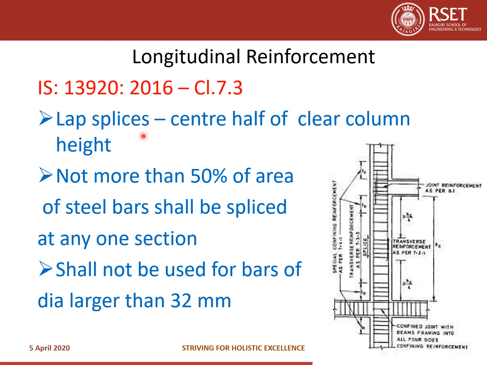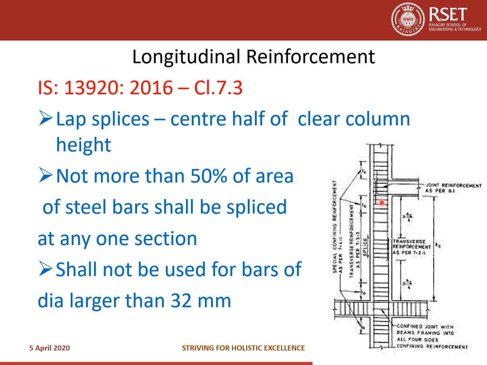Lap splices should be provided at the center half of the clear column, that is at a distance of L by 4 from the face, from both the faces. Not more than 50% of area of steel bars shall be spliced at any one section. If the diameter of the bar is greater than 32 mm, lap splices cannot be applied. Then we have to adopt mechanical splices.